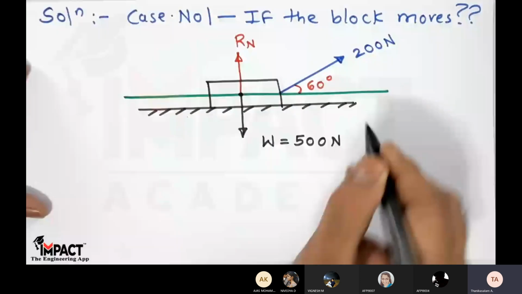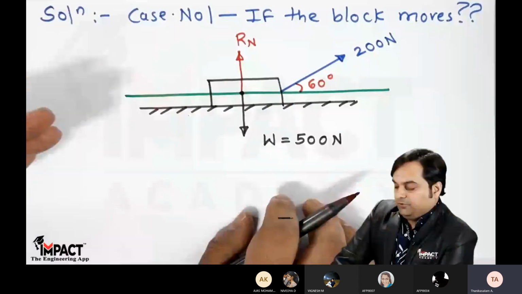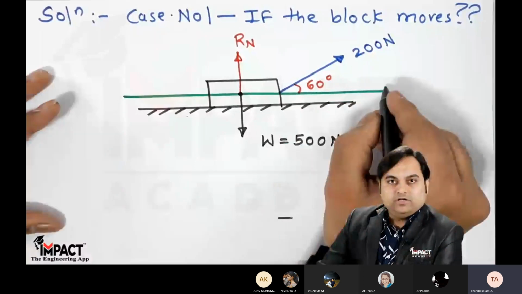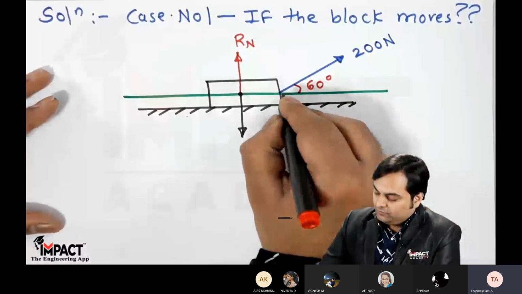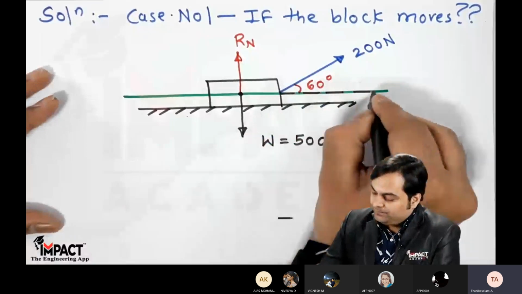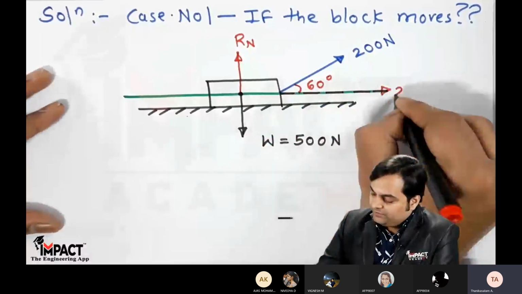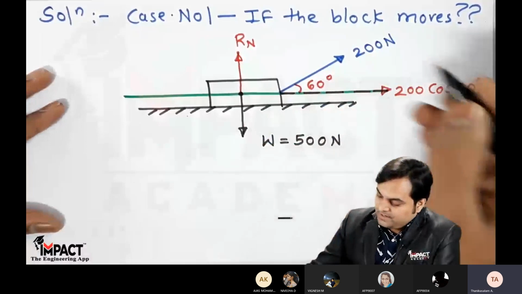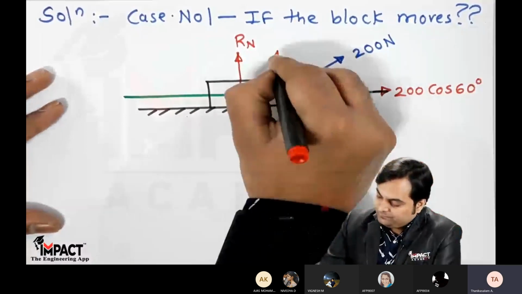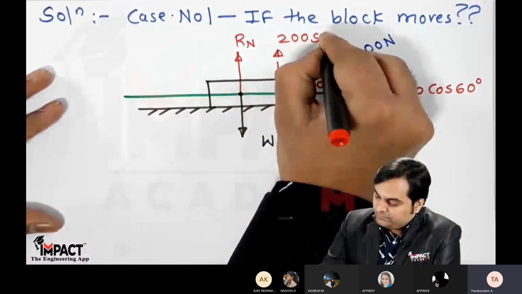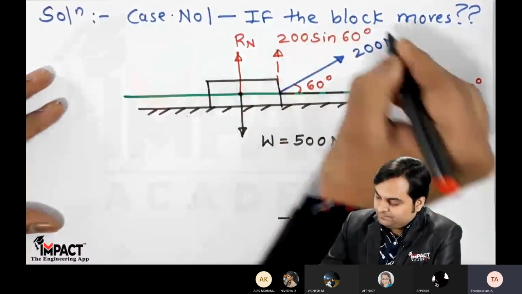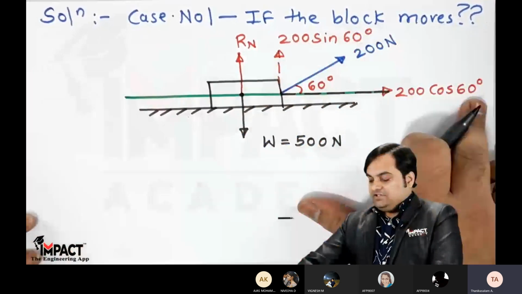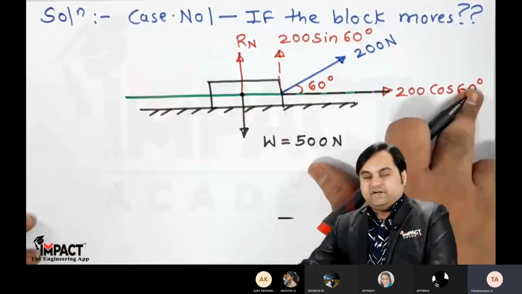Now since this 200 Newton force is inclined, it will have two components, one horizontal and the other vertical. The angle is measured with respect to the horizontal, so the horizontal component would be 200 cos 60 and the vertical component will be 200 sin 60. Then 200 cos 60 will try to pull the block towards the right. It means motion is towards the right side.